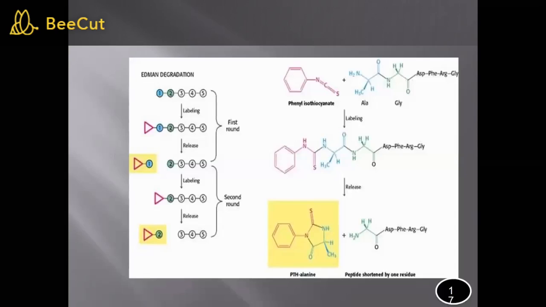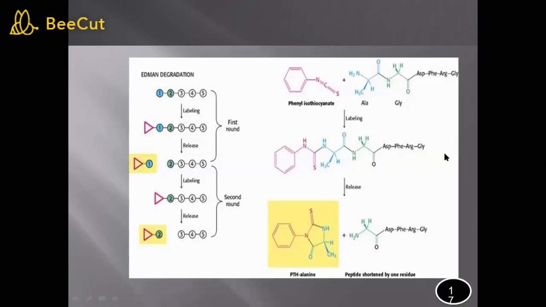So here you can see this is the chain of amino acids. That means these five amino acids are present in that particular polypeptide chain. Then next we are adding PTC, that means phenyl isothiocyanate, into our sample. Then our sample will be labeled with this PTC reagent.